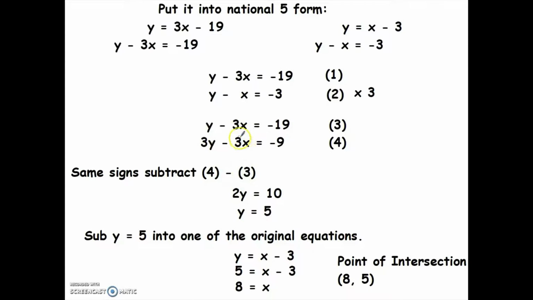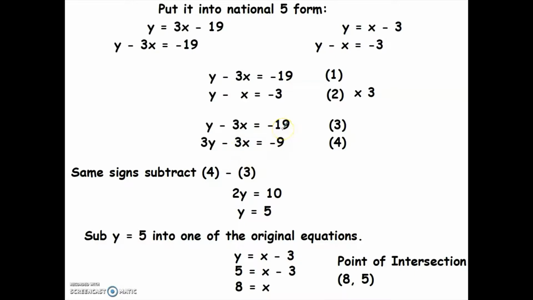I already know that these are going to disappear because when it's the same signs, they subtract and they go away. So negative 3x subtract negative 3x is going to end up being 0. And then I do negative 9 subtract negative 19.